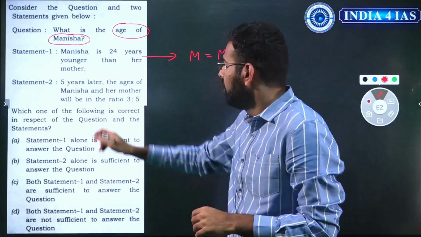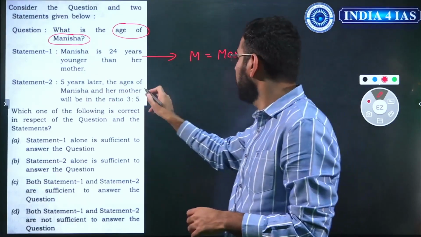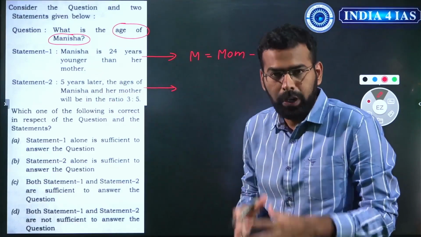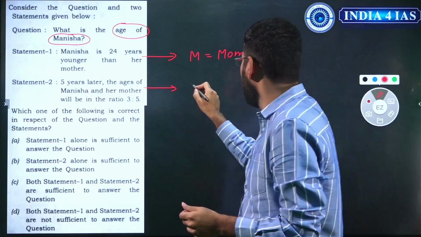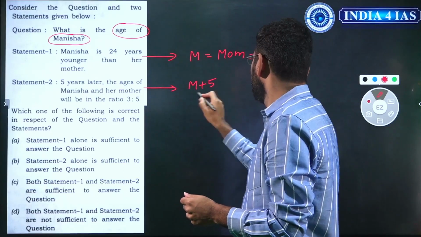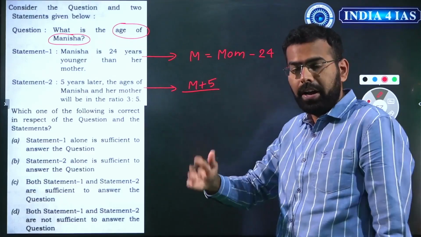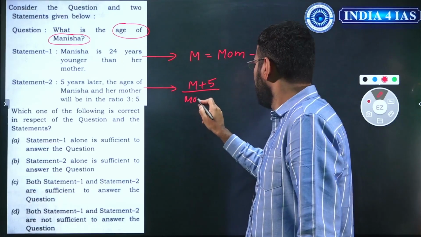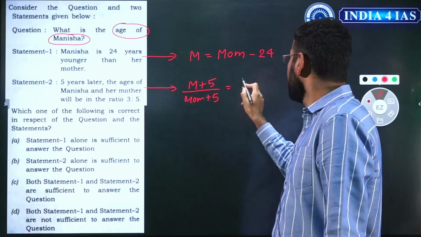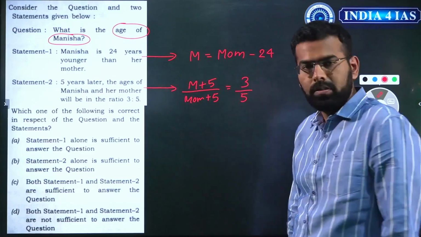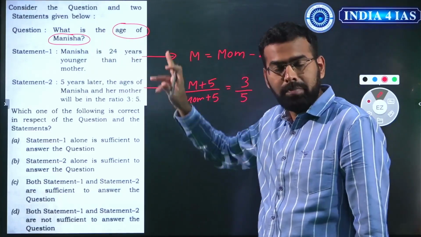The second statement: 5 years later, the ages of Manisha and her mother will be in the ratio 3:5. If today Manisha's age, I have taken it as M, then 5 years after, her age will be M plus 5, correct? Similarly, today mother's age, I have taken it as mom, that means her age after 5 years will be mom plus 5. The ratio of these two will be 3:5, or 3/5. Now they are asking whether you will be able to find out the age of Manisha or not.